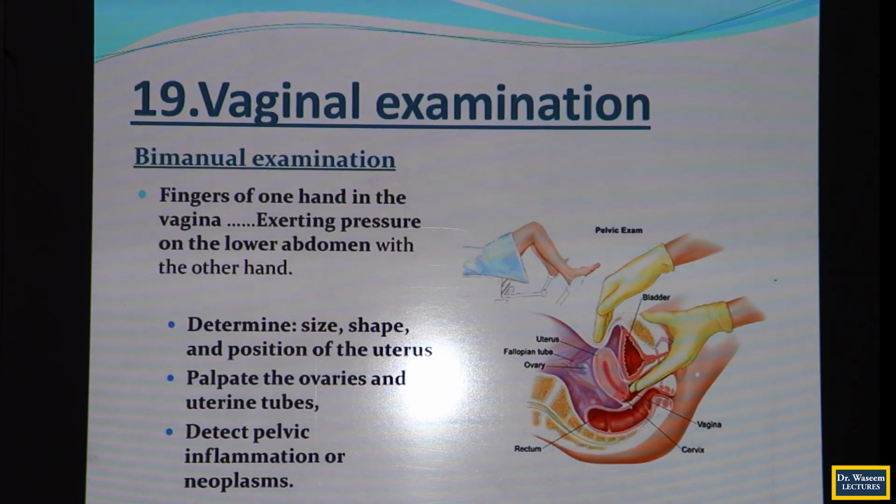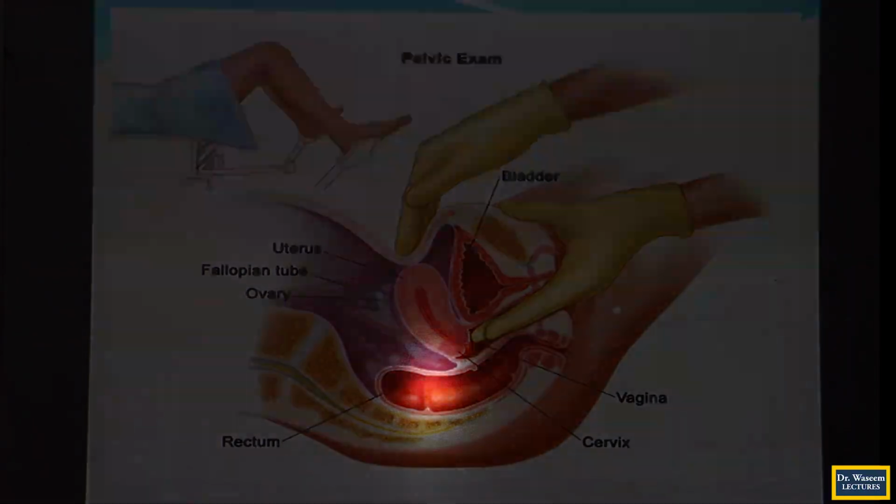Another is bimanual examination that we discussed previously. Fingers of one hand, the right hand, are passed through the vagina and the left hand is put over the pubis and pressed inferoposteriorly. This is bimanual examination.